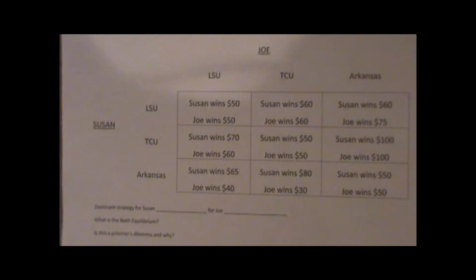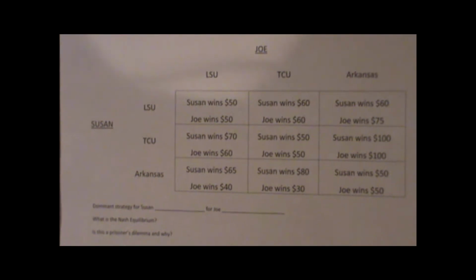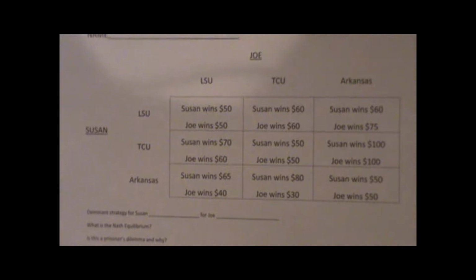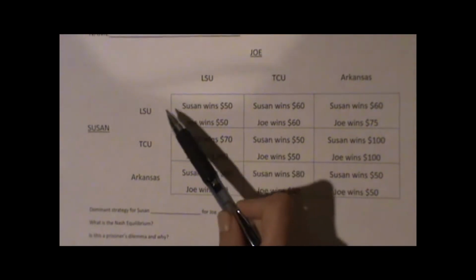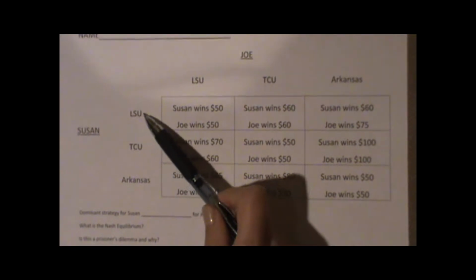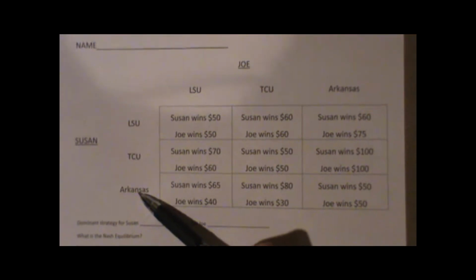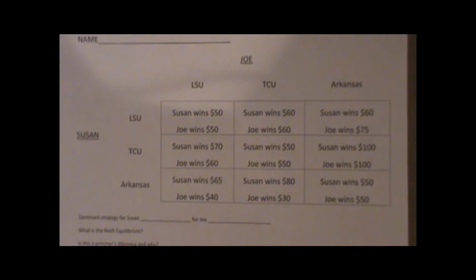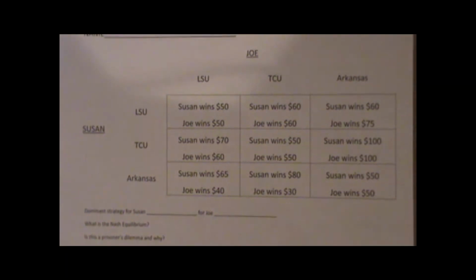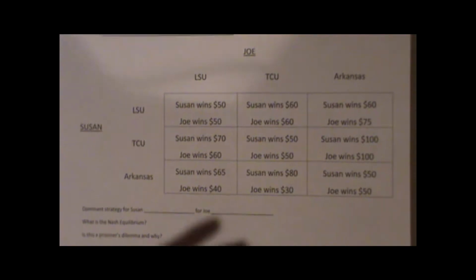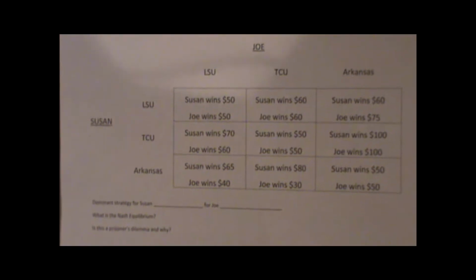Alright, I want to show you an example of how to do one of these game theory problems. Notice that this one has two players, just as usual, Susan and Joe, but this time each player has three choices: LSU, TCU, or Arkansas. You're going to solve these problems exactly the same way if you only had two, but I'm going to show you this more complicated one, just as a further example.